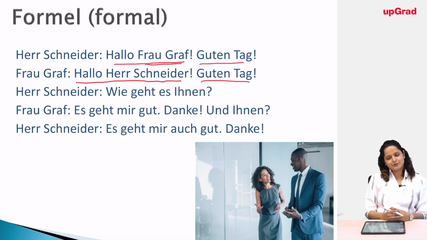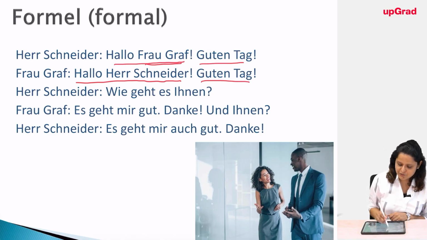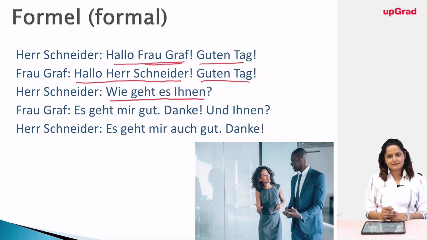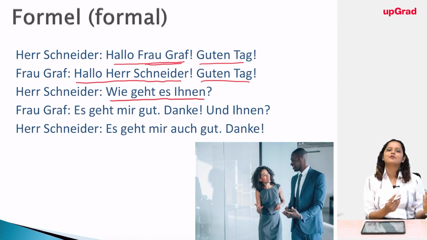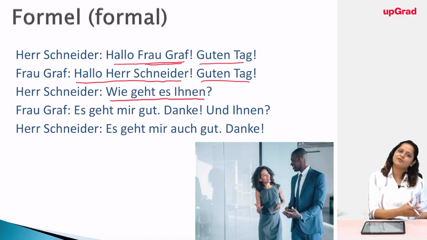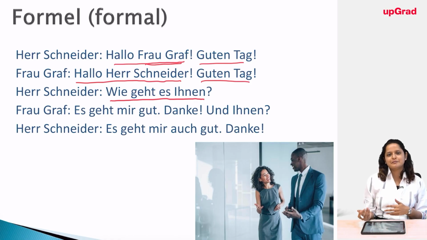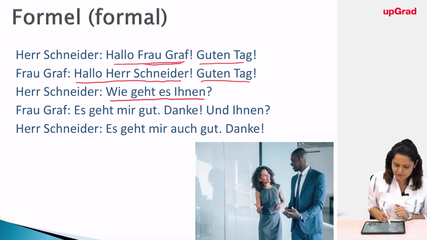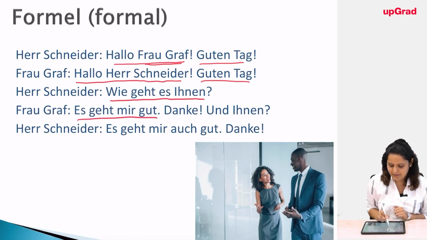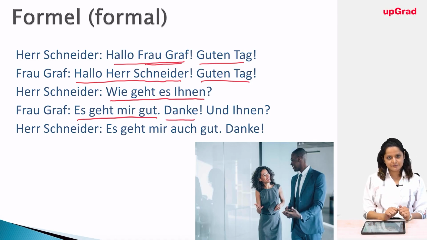Now the next question that we have is a how are you, but this how are you is formal. So, wie geht es Ihnen? This is the question. Wie geht es Ihnen, which is a formal way of asking somebody how they are doing. So, as we saw earlier, wie geht's is informal, but wie geht es Ihnen becomes your formal question. Wie geht es Ihnen? The response to it, as you can see, remains the same. Es geht mir gut, danke.